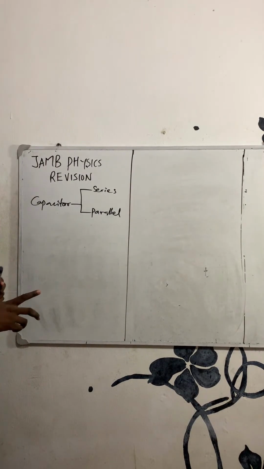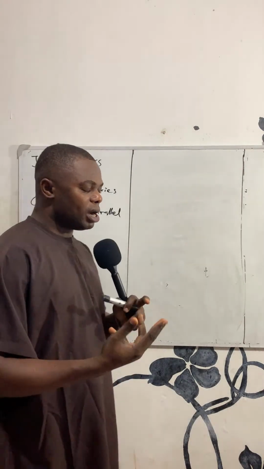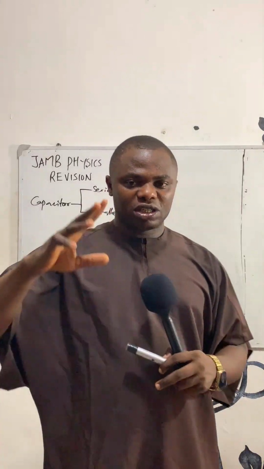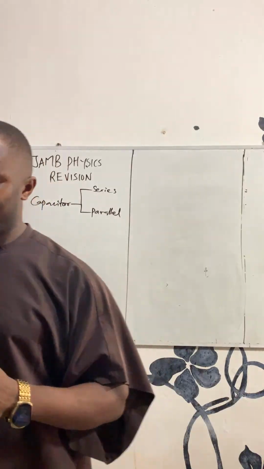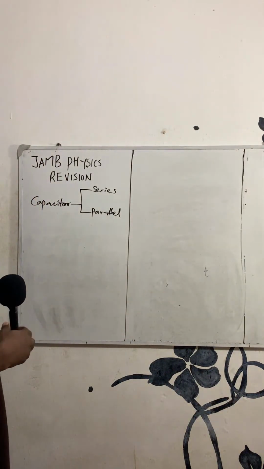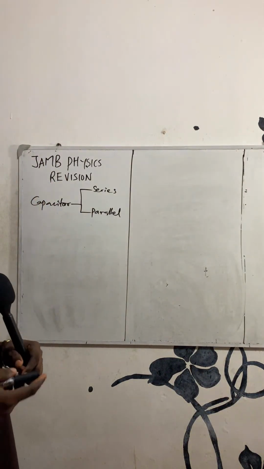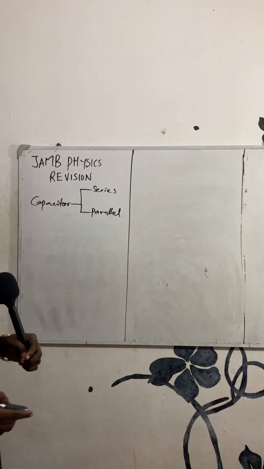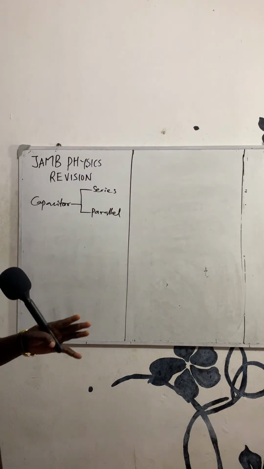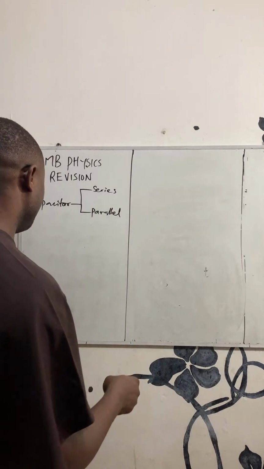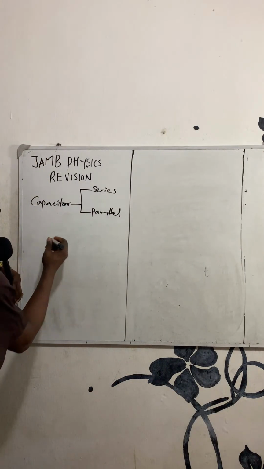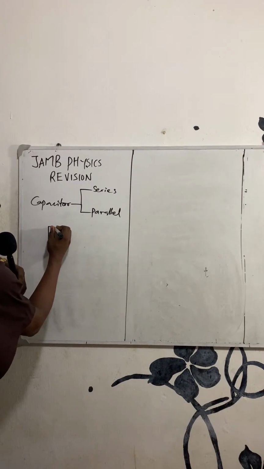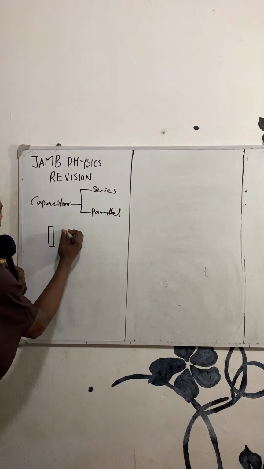Just like I told you, we have different types of capacitors. We have the parallel plate capacitor, which is the center of attraction, the area of concentration in JAMB. They are not going to give you questions on cylindrical or spherical capacitors. We are always dealing with the parallel plate capacitor. As you can see, this is the arrangement.